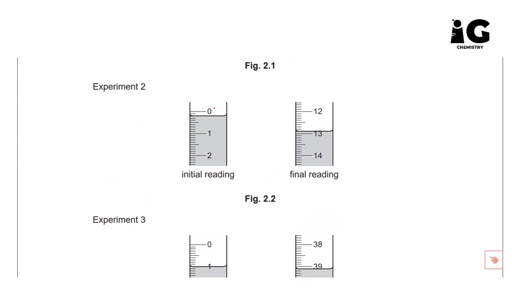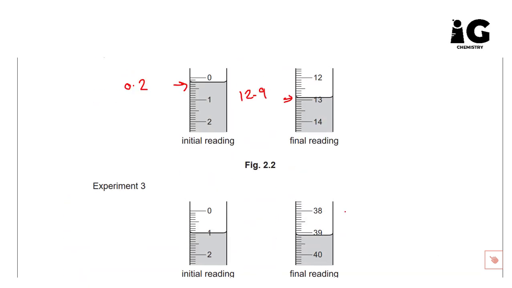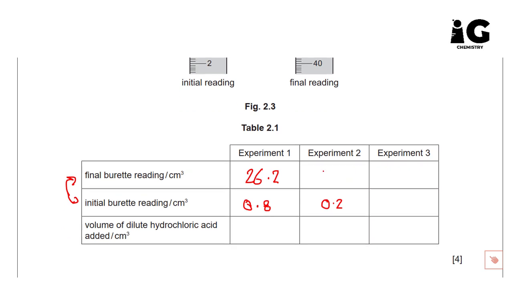In experiment two here, this is 0.1, and then 0.2. See, guys, this is 0.2. And here for the final, we have 12, and this is before 13, almost, so actually let's say 12.9. So take care again, this is the initial here, 0.2, and the final is 12.9.